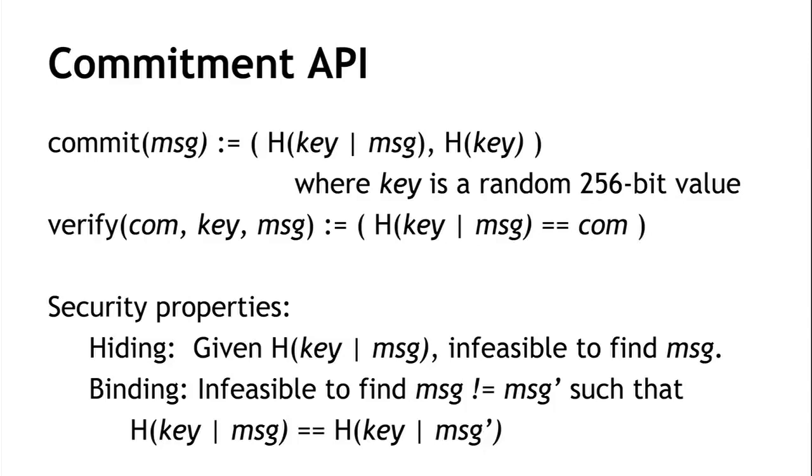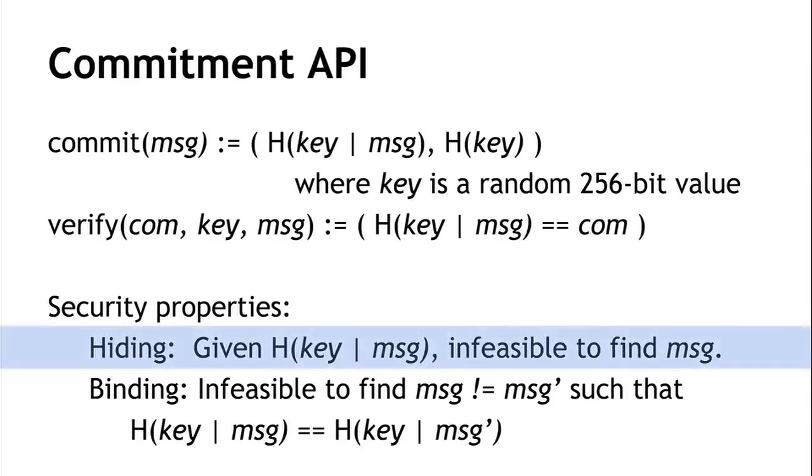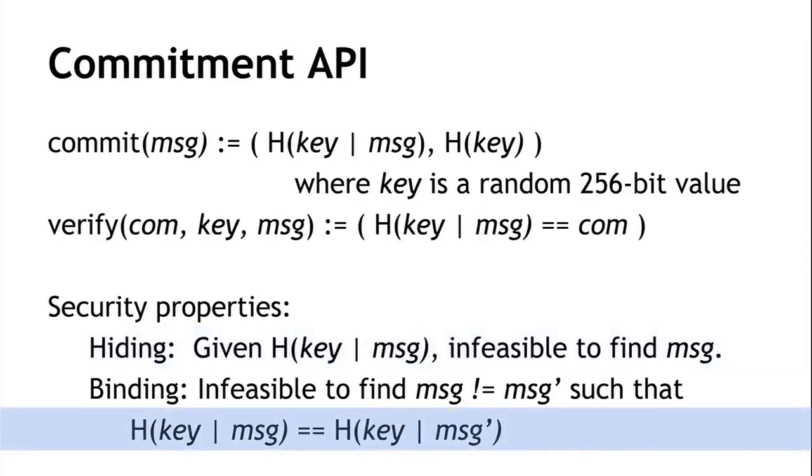So now the security properties, if we go down to the security properties that were at the bottom of the previous slide, and we just plug in the definitions of how we're going to implement this, that is, this used to say given COM, infeasible to find message, we just plug in what COM is. COM is the hash of key concatenated with message. And similarly down here, this is what happens when we take what was written there before and plug in the definition of verify and COM. Okay, so now what these properties become, the first one is given h of key concatenated with message, it's infeasible to find message. Well, it turns out that that's exactly the hiding property that we talked about before.